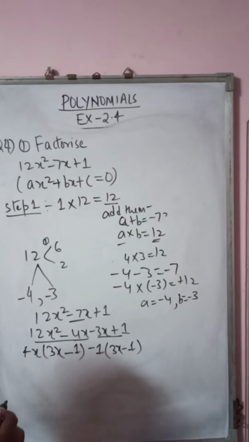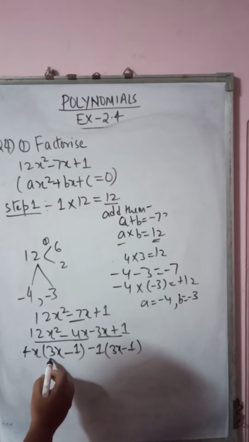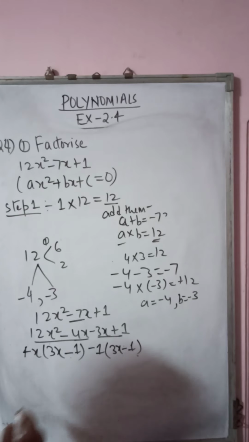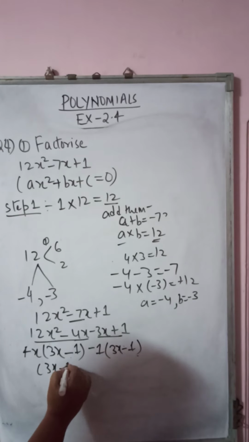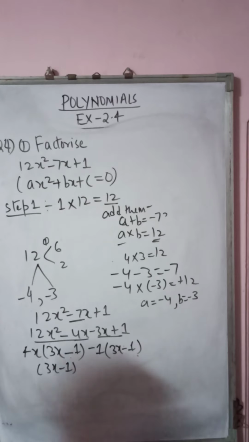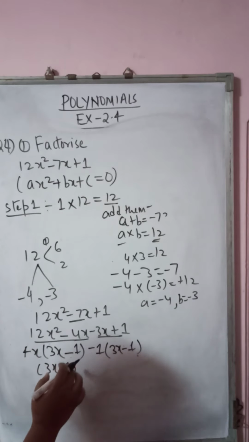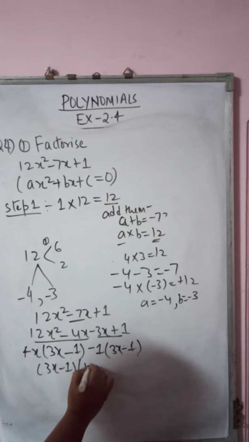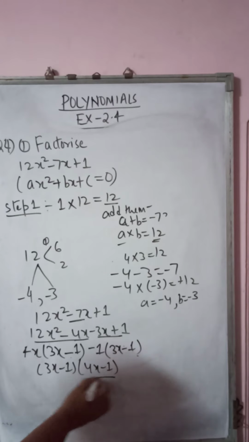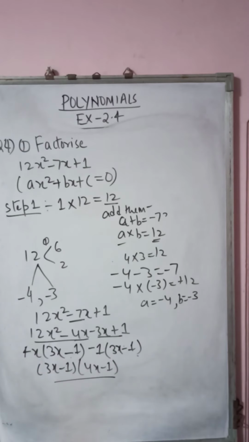Now second thing, whenever you are factorizing, you should see that the term in both the brackets should be same. So you can take one term as common. So 3x minus 1 I have written, because this is common in both, and whatever is written outside the bracket, keep it together in another bracket. So this is the final answer.